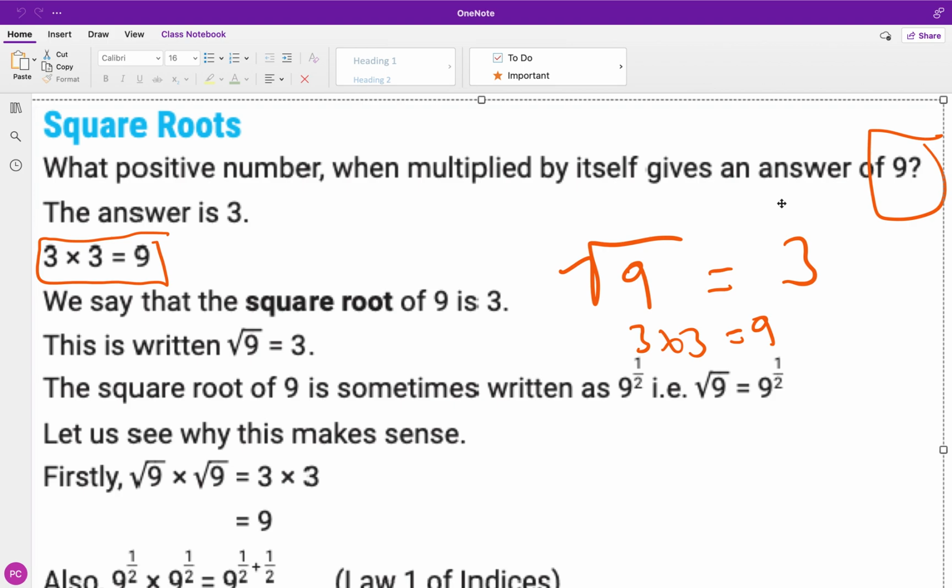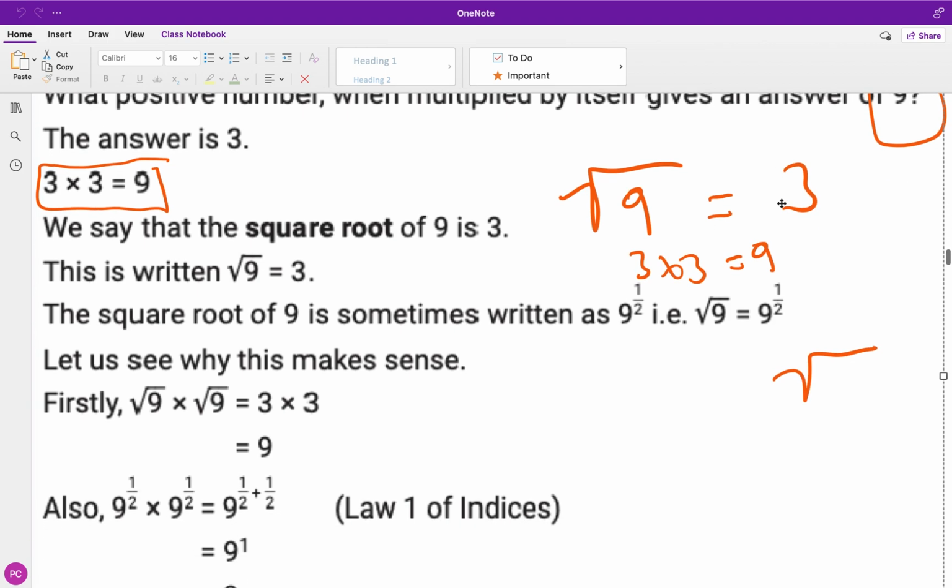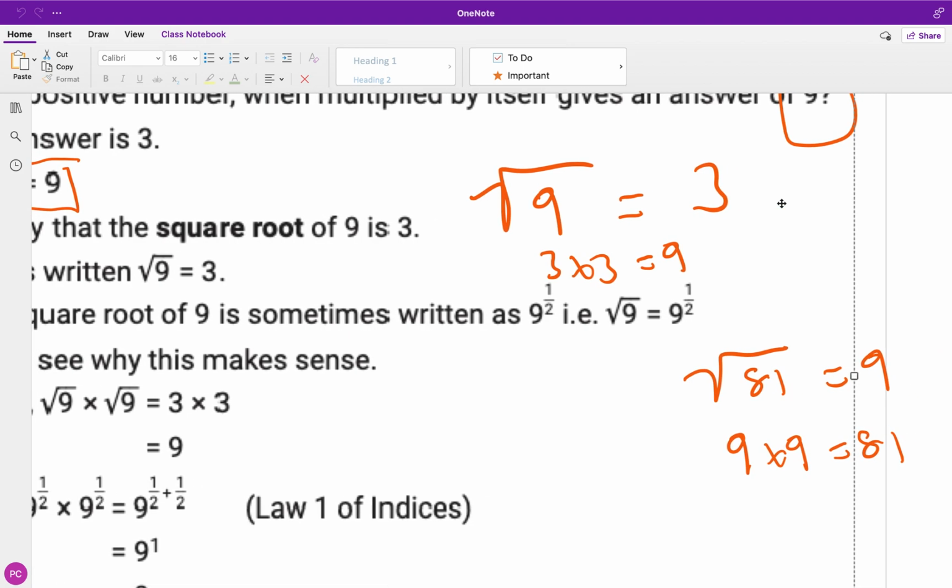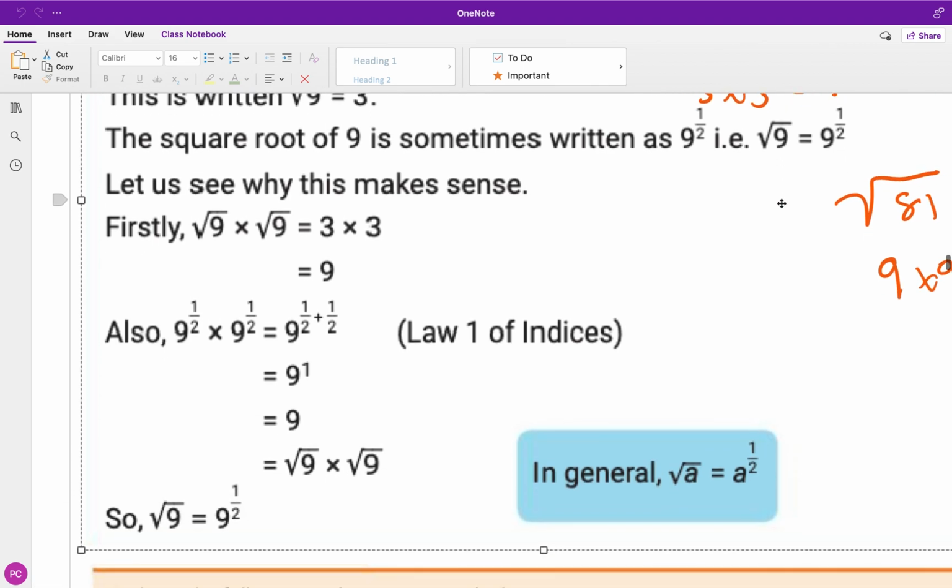If we think of something like the square root of 81, into a calculator it's going to be 9. Could we go the other way? Why is the square root of 81 9? Because 9 by 9 is 81. Okay? So the rule, when you're dealing with indices, is that the square root of something is that something to the power of a half.